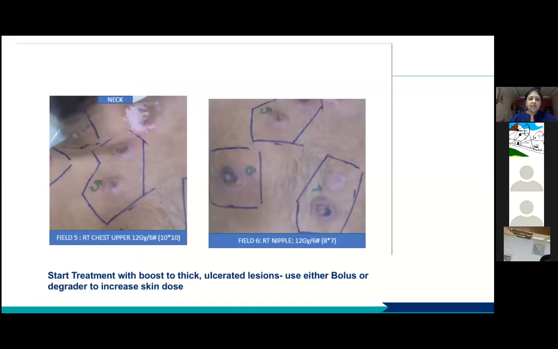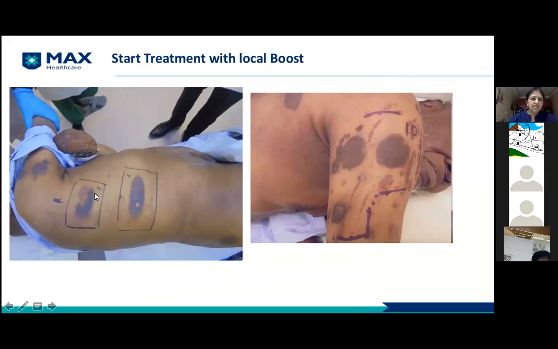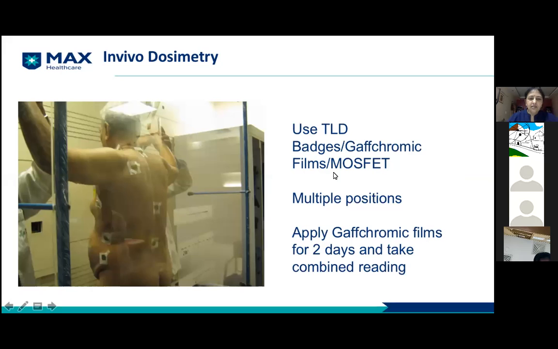As I mentioned earlier, if your patients have a lot of thick lesions or ulcerated lesions, it is a good idea that you start treatment with the boost field first and later on start with the total skin electron therapy with appropriate use of the bolus or the skin degrader. This is another of our patients. So we started, you can see 6, 7, 5, 10, all these numbers are there. It is a good idea to start with the boost first and then TSET.